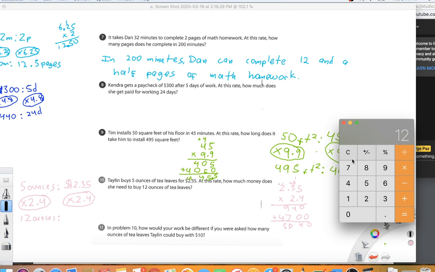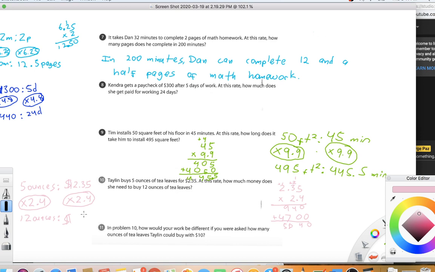Let's make sure that's correct. So 2.35 times 2.4, 5.64, yep, it works out. So that means that it would be $5.64. Money, money, money, money.